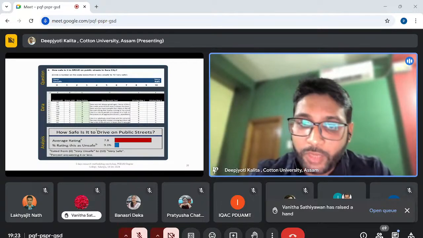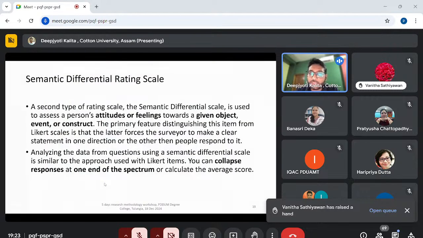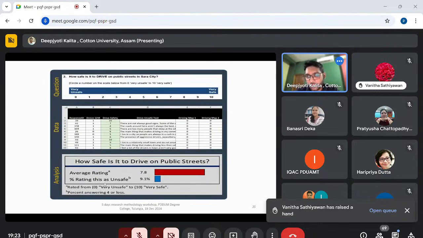Because the average may increase if a certain percentage of people give a rating of 10. The average will decrease if a certain percentage of people give a very low rating, because the extreme values will skew the average. So the semantic differential rating scale will represent both ways. One, they will represent the average, and one option shows how many people have given a low rating to that particular question or questionnaire.